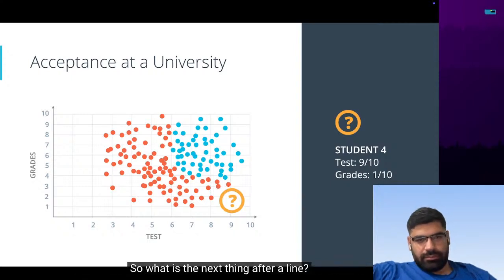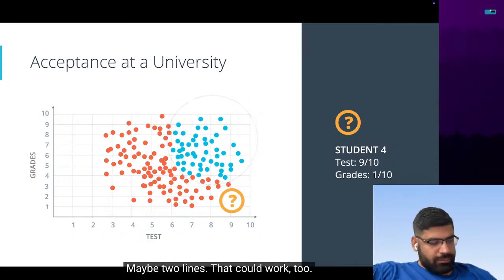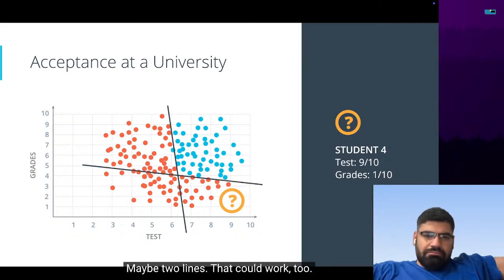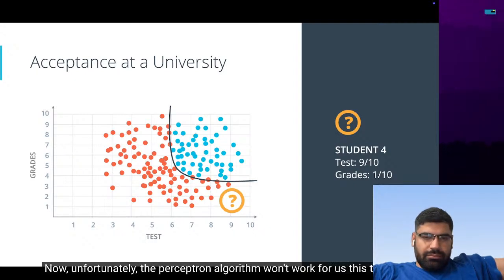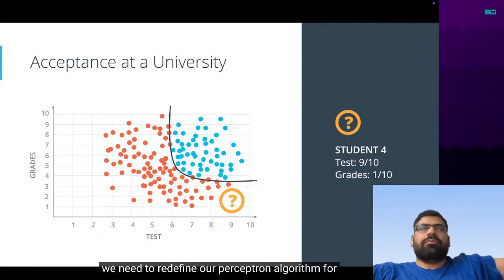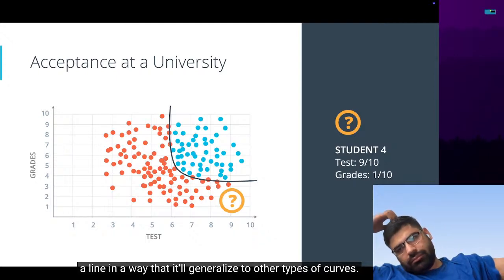So what is the next thing after a line? Maybe a circle? A circle would work. Maybe 2 lines? That could work too. Or maybe a curve like this, that would also work. So let's go with that. Let's go with the curve. Now, Hmm. unfortunately, the perceptron algorithm won't work for us this time. We'll have to come up with something more complex, and actually the solution will be we need to redefine our perceptron algorithm for lines in a way that it'll generalize to other types of curves.